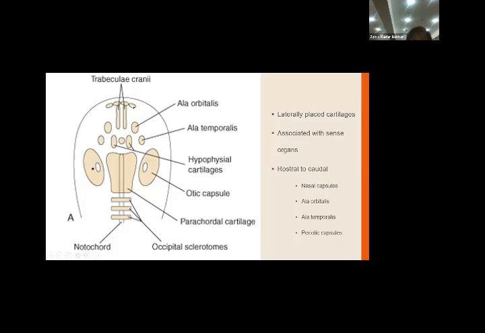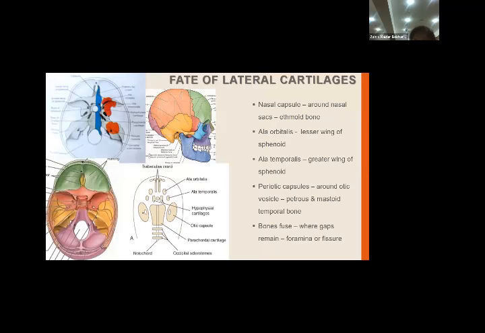Nasal capsule, I don't know why they did not label this nasal capsule. Two on this side and two on this side: nasal capsule, ala orbitalis, ala temporalis, and otic capsule or periotic capsule, whatever you want to call it. Now what is the fate of these lateral cartilages? Let's start with the nasal capsule.